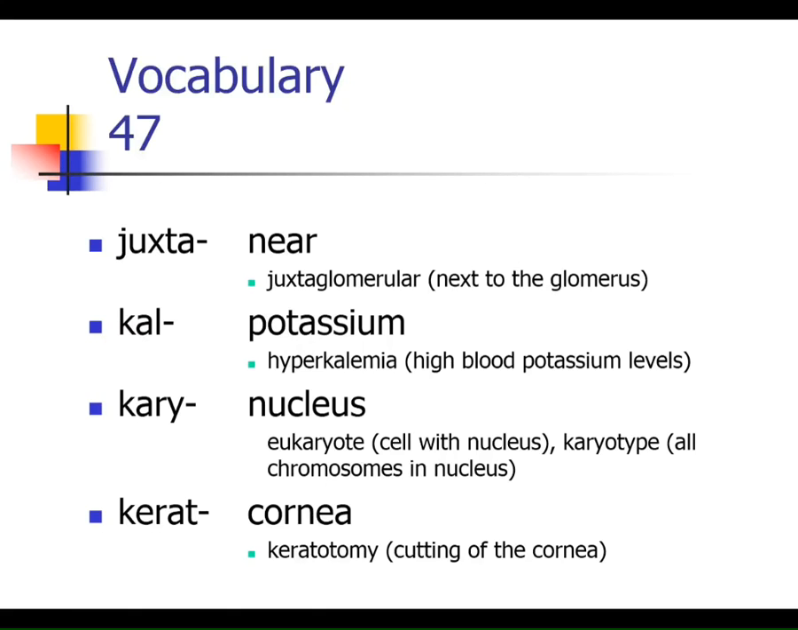Karyo or kary, the nucleus. We are eukaryotes. We have a true nucleus. Remember, EU means good or well. So eukaryotes have a true or a good nucleus. And kerato, cornea. Keratitis would be inflammation of the cornea. A keratotomy would be a cutting of the cornea, basically what's done with LASIK surgery.